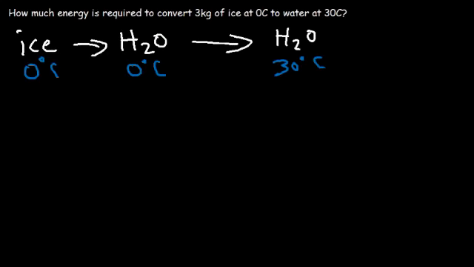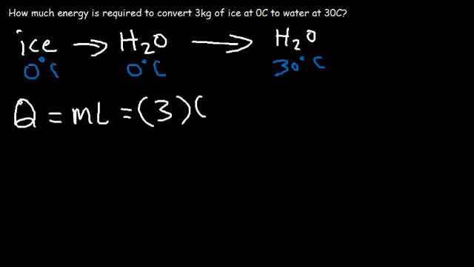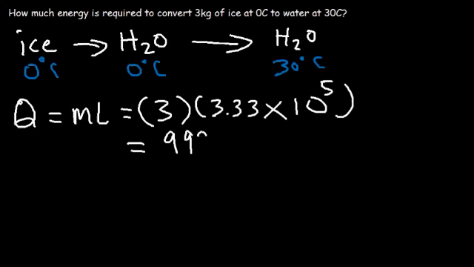By the way, you need to keep in mind that ice melts at 0 degrees Celsius and water boils at 100 degrees Celsius. Now let's see how much energy is required to simply melt ice. So we need to use the latent heat of fusion. So Q is equal to M times L. The mass is 3 kilograms, and the latent heat of fusion for ice is 3.33 times 10 to the 5 joules per kilogram. So we simply have to multiply those two numbers. And this is going to be about 999,000 joules of energy.